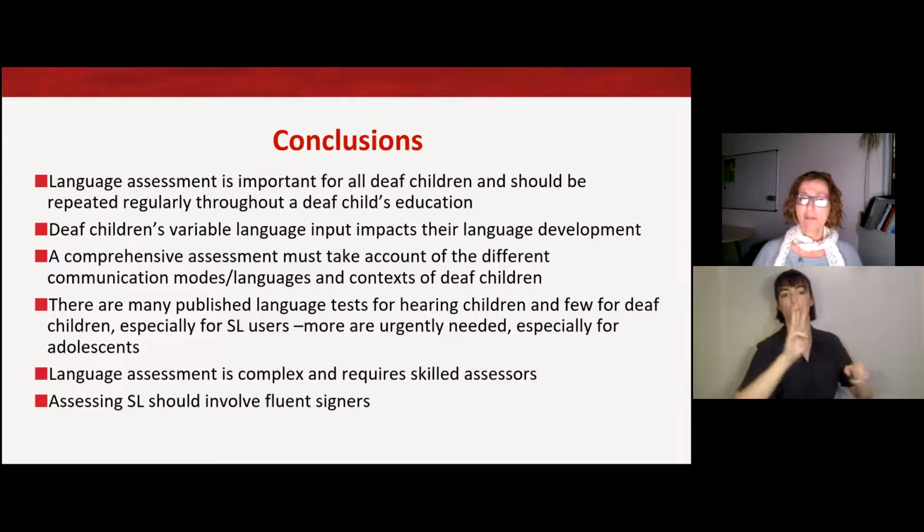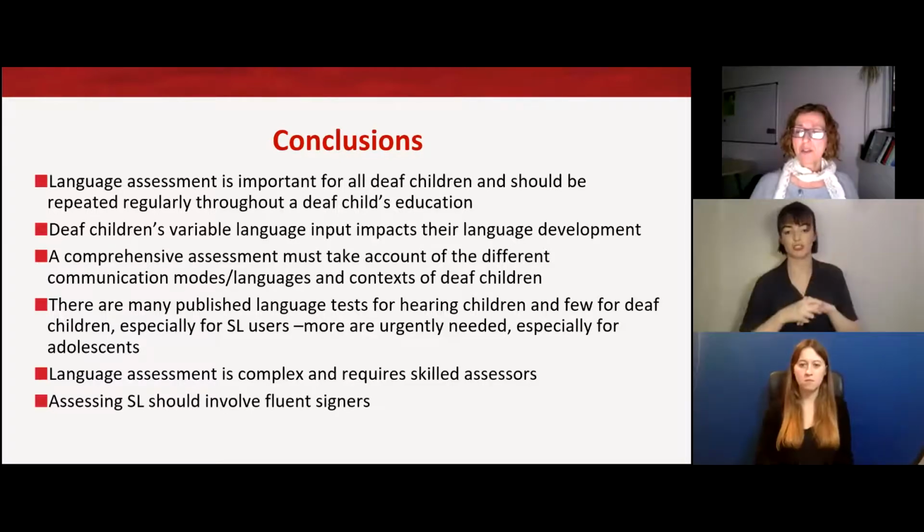And I think what I find very worrying sometimes is that we'll get a very positive assessment and then a school will say, well, okay, that child doesn't need so much support because they're doing so well. And then what happens? Well, the child doesn't do so well. They deteriorate, if you like, in their performance. So we need to be regularly repeating our assessment to monitor their progress throughout their education.